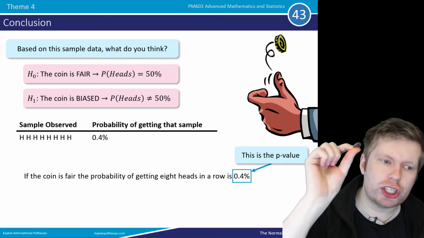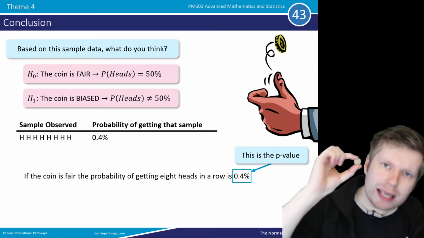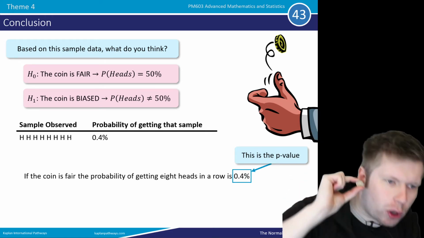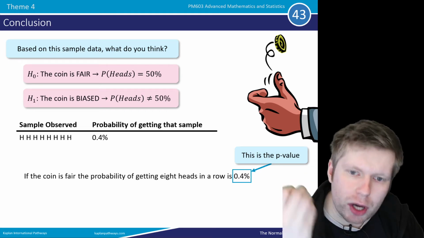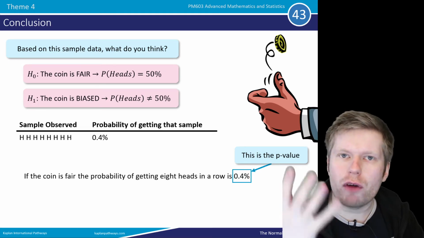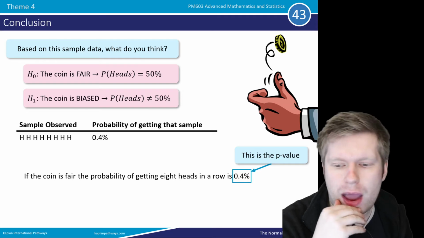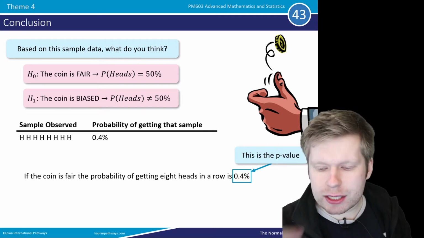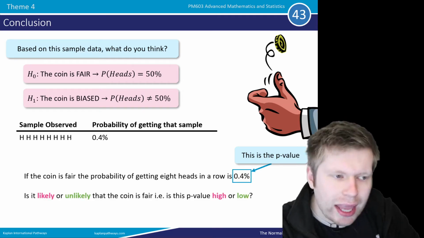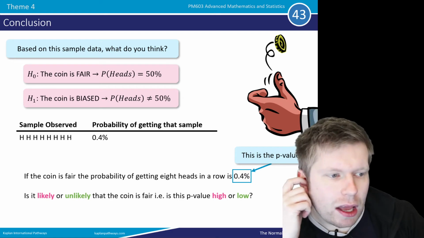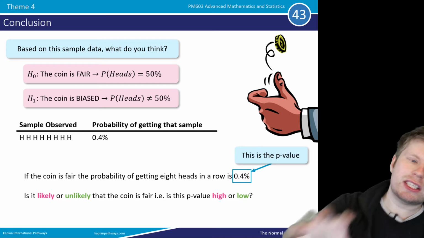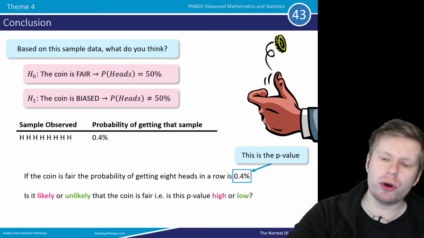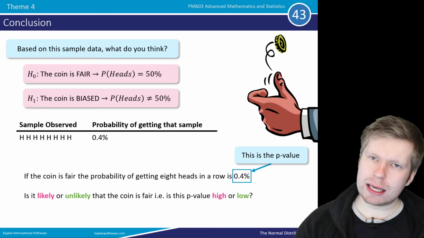In other words, if this coin is genuinely fair. Okay, so the probability of getting 8 heads in a row if the coin is fair is 0.4%. The 0.4% is what I'm going to base my decision on over whether the coin is actually fair or not. And you can look at this and say, is it likely or is it unlikely that the coin is fair? In other words, is that p-value, the probability of obtaining this sample if the null hypothesis is true, high or low?